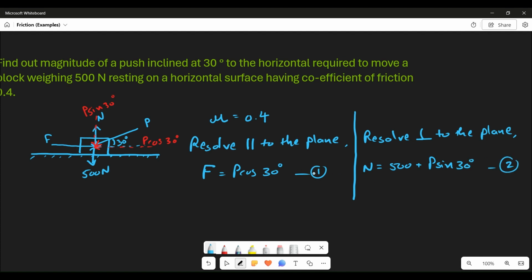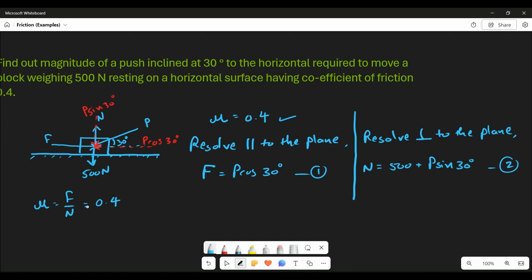Now solving this 1 and 2, I need to find out force P. But here we have three unknowns, F, P and N. Three unknowns and only two equations. So we cannot solve as it is. We will use this mu. Okay, we will use this mu is equal to 0.4 to solve this system. So you know that mu, coefficient of friction, is F by N, is given here as 0.4.